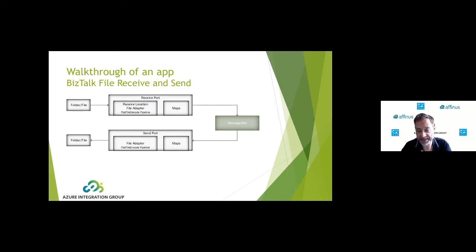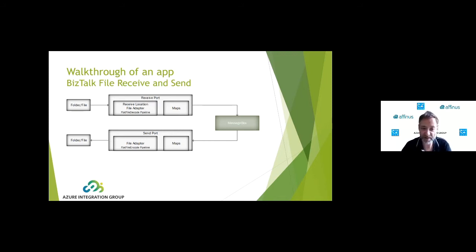That is using the file adapter, the flat file encode pipeline, and another map. So we're transforming it as we pick it up from the message box to a different format. We're then using the custom flat file encode pipeline to convert that back to a flat file, and then we're dropping that on a file location.